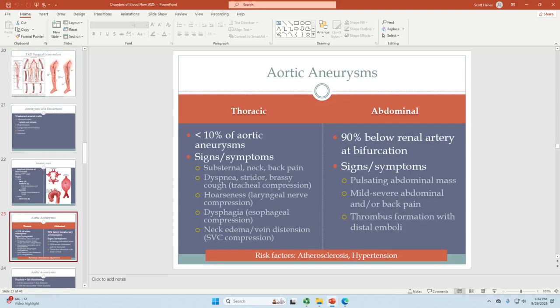Aortic aneurysms mostly tend to be abdominal in nature; less than 10% are thoracic. Thoracic are higher up, and as that aneurysm dilates, it tends to compress other structures located nearby: the throat, various laryngeal nerves, the esophagus, the superior vena cava, for example, causing a variety of symptoms like edema, hoarseness of the voice, inability to swallow, and difficulty breathing from tracheal compression. It just depends on where it's at. All those things are possible.